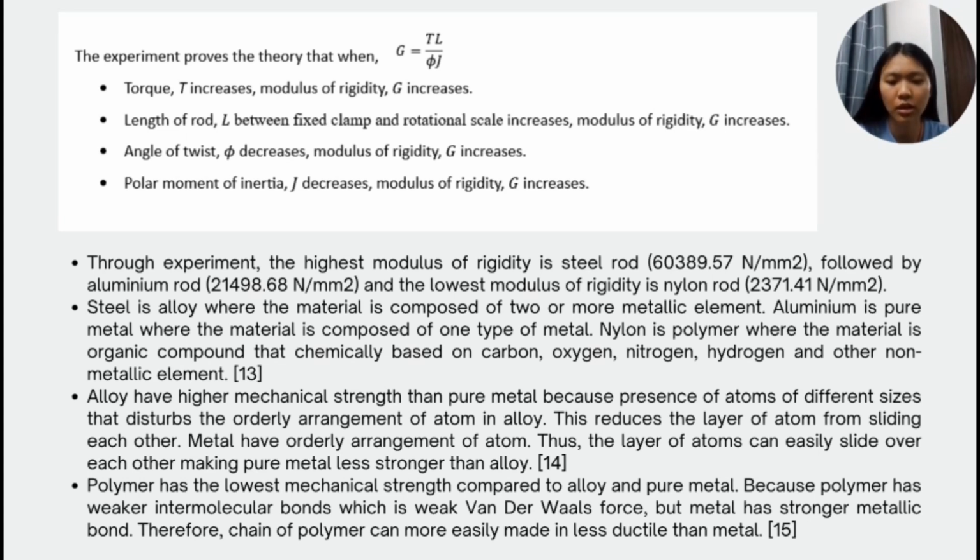This reduces the layers of atoms from sliding over each other. Pure metal has an orderly arrangement of atoms. Thus, the layers of atoms can easily slide over each other, making pure metal less strong than alloy. Polymer has the lowest mechanical strength compared to alloy and pure metal. This is because polymer has weaker intermolecular bonds, which is the weak van der Waals force, but metal has stronger metallic bonds. Therefore, the chains of polymer can more easily move, making it less ductile than metal.